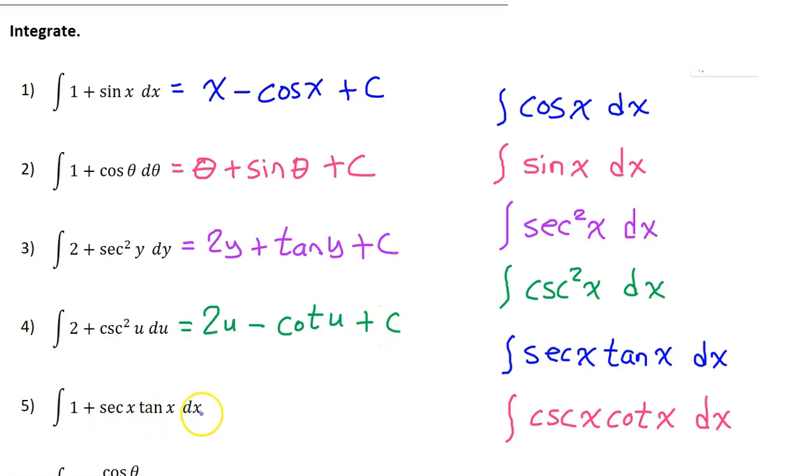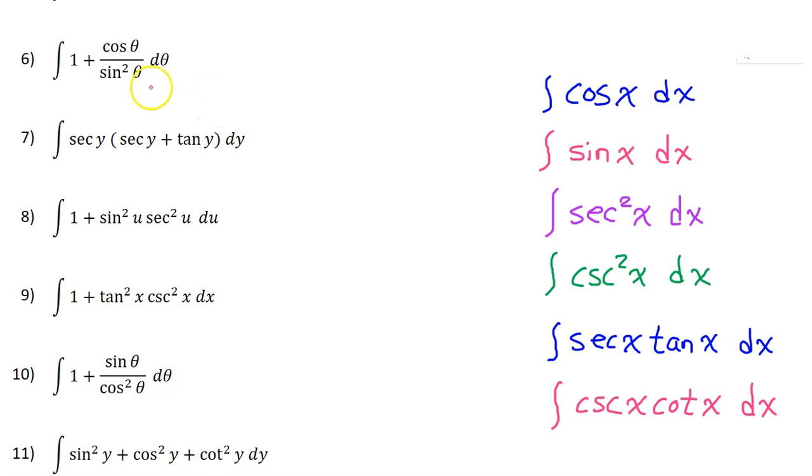Secant x tangent x is still on the list. We are integrating with respect to x, so the antiderivative of 1 is x. The derivative of what is secant x tangent x? The derivative of secant x is secant x tangent x. Just add the plus c.